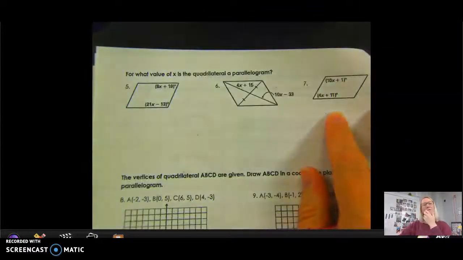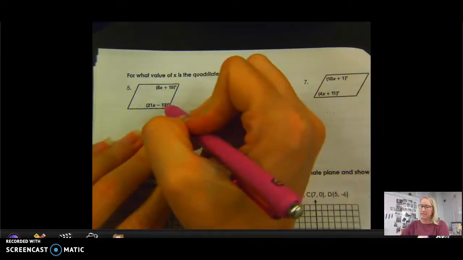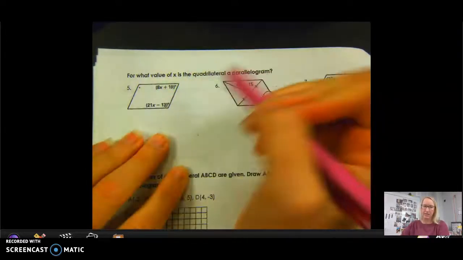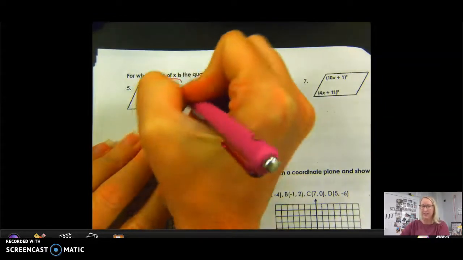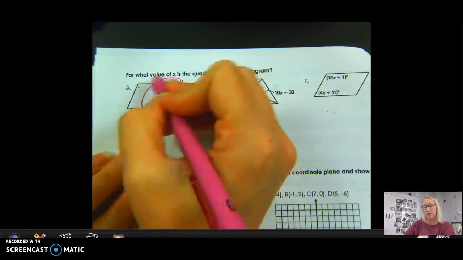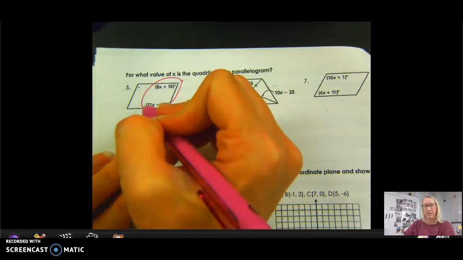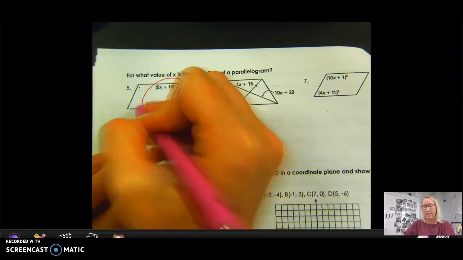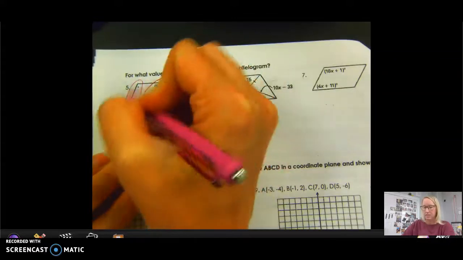Next one, for what value of x is the quadrilateral a parallelogram? So it is true that this and this are congruent to make it a parallelogram. But it's also true that these two together add up to be 180, okay? Half of the total 360 degrees of the quadrilateral. So your adjacent angles are always supplementary. So this one would be supplementary with this, and this is supplementary with this.